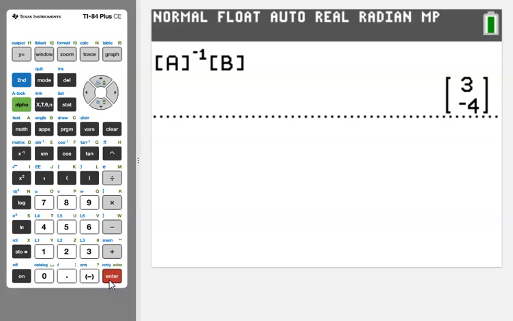Now you'll notice when I hit enter that I get another matrix. This is a 2 by 1 matrix, but this is actually the 2 coordinates of the ordered pair that represents the solution to the system. So these 2 lines, if we were to graph them, would cross at 3, negative 4. So that is the solution, and that is how you would write the solution on a test question.